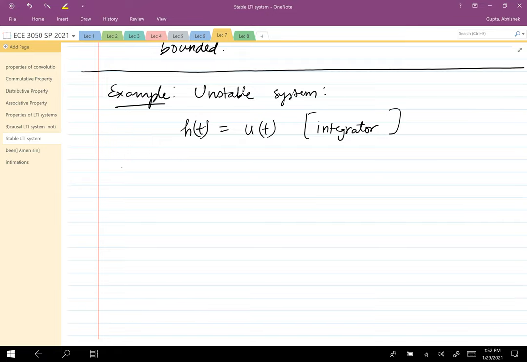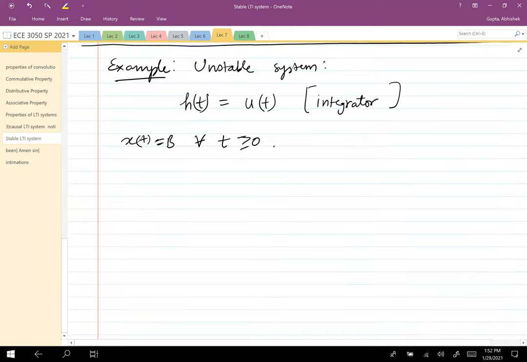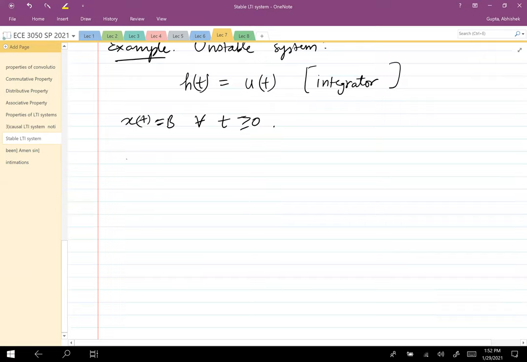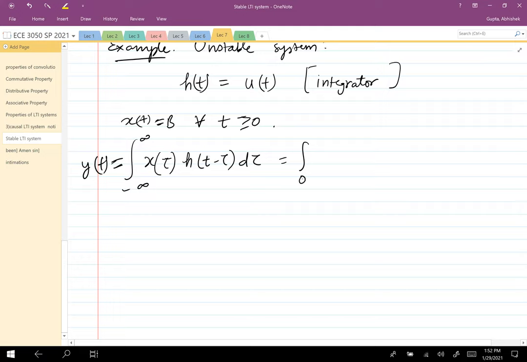Why? Let's say my input x(t) is equal to b for all t greater than or equal to zero. Then I can take the integral of x(tau) h(t minus tau) d tau from minus infinity to infinity. I can write it as the integral from 0 to infinity of b u(t minus tau) d tau. What should I do next?